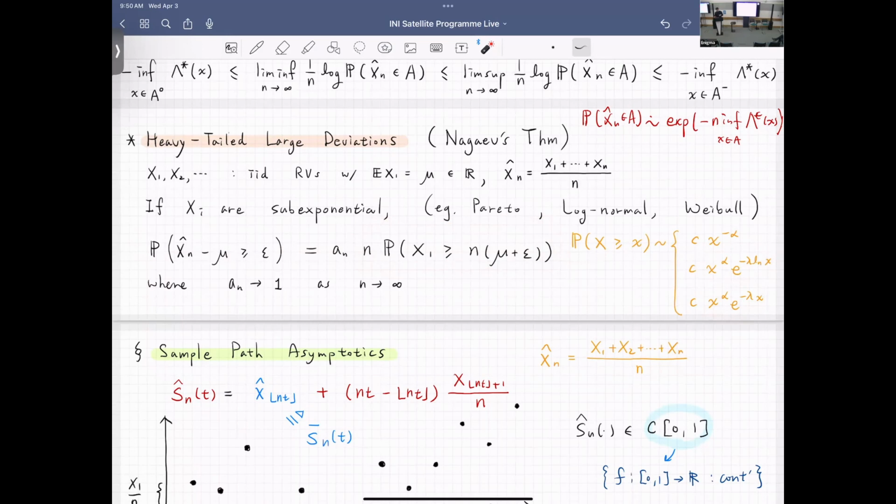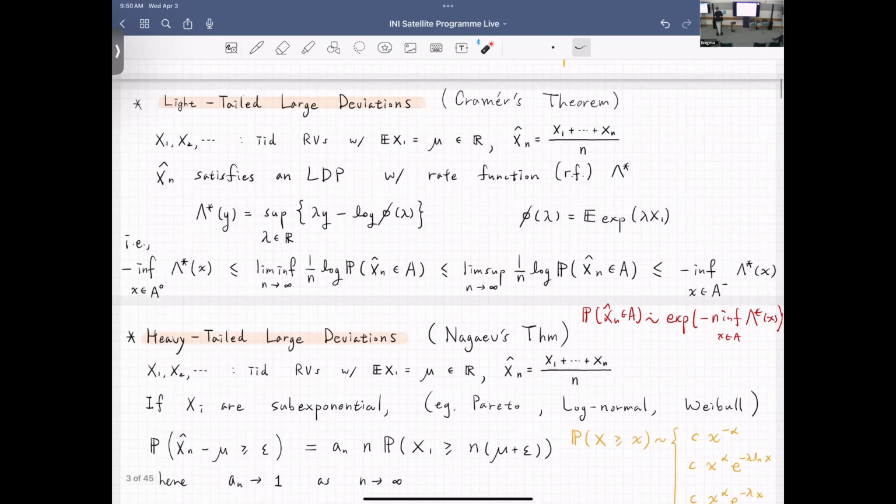So we can discuss more about how to interpret this in the so-called principle of the single big jump. But let me not do that, because the catastrophe principle is a more general statement, and we're going to get there. So these are the simplest forms of large deviations in light-tailed and heavy-tailed contexts.